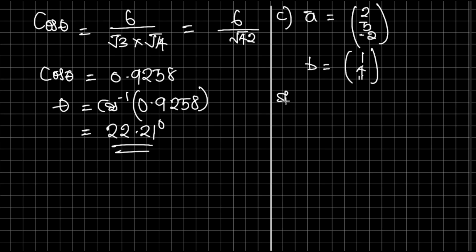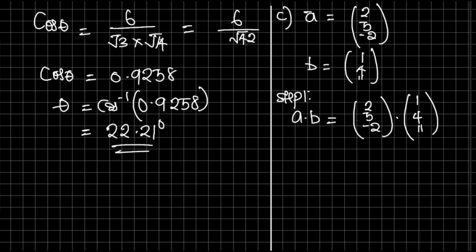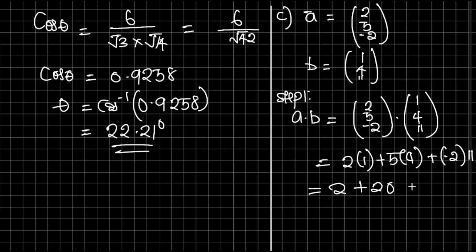So let's follow our step 1 again. Compute A dot B. A dot B equals 2 5 minus 2 dot 1 4 11, and that will be 2 times 1 plus 5 times 4 plus minus 2 times 11, and that will be 2 plus 20 minus 22. So that is 22 minus 22, which equals 0. So what do you notice here?